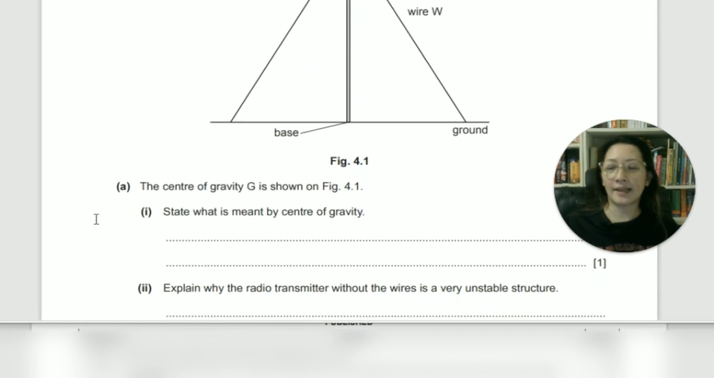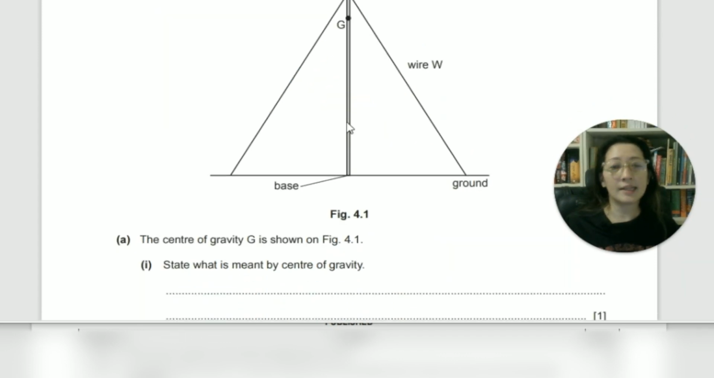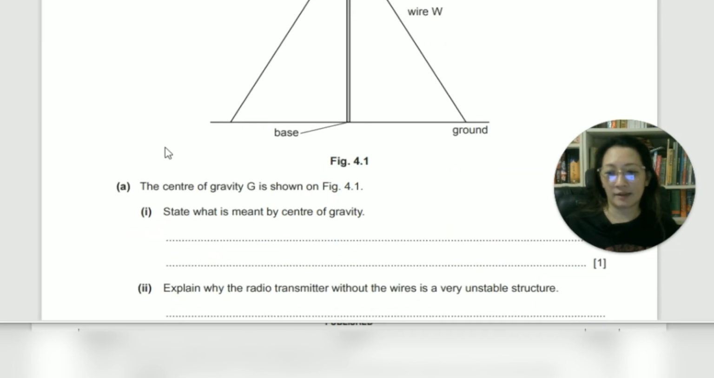Question A. The center of gravity G is shown on figure 4.1. Let's look at the diagram again. The question has labeled G, which is the center of gravity here. Number 1. State what is meant by center of gravity. So this is a recall question where you need to be able to recall the definition of center of gravity. The center of gravity is the point where all the weight of the object appears to act. And that's what we can write.